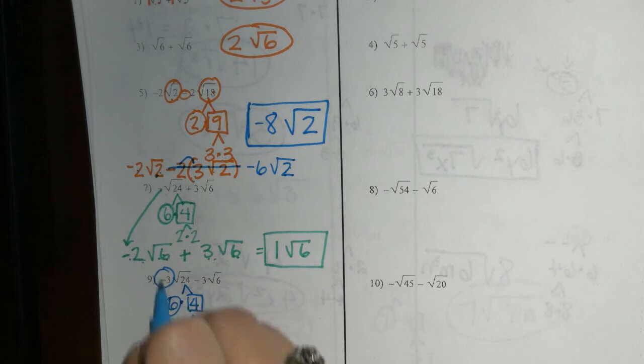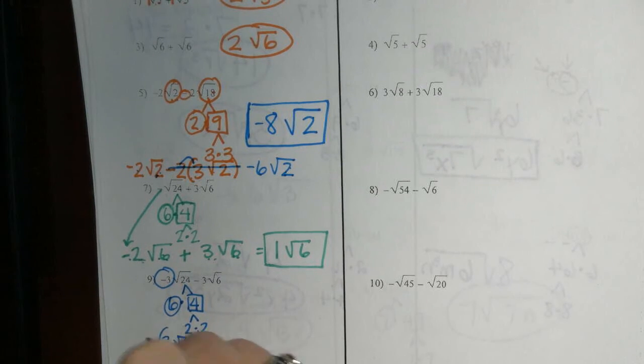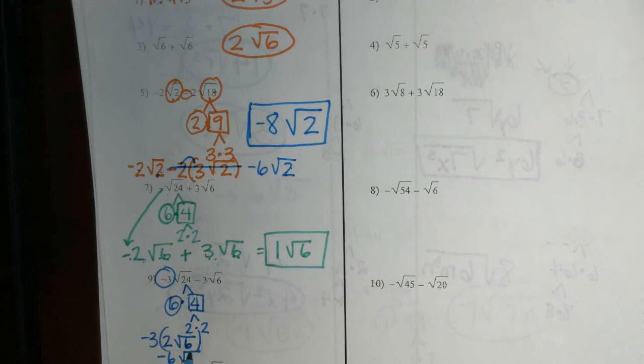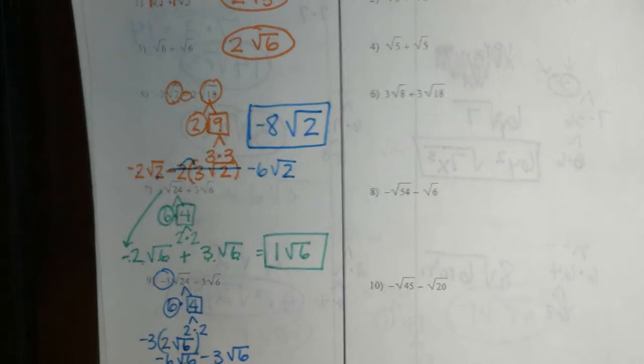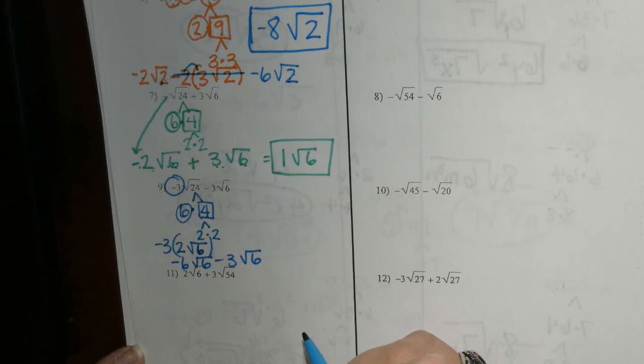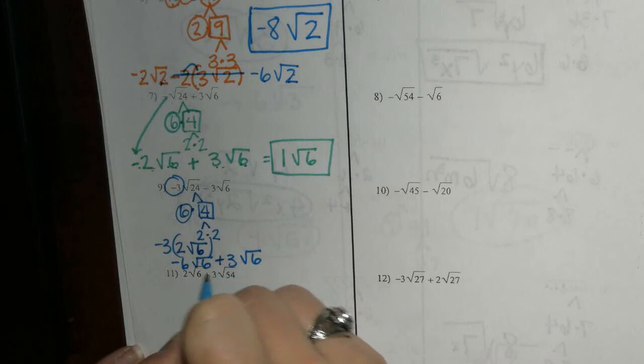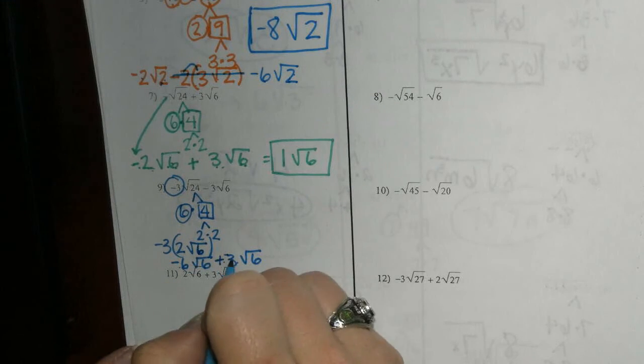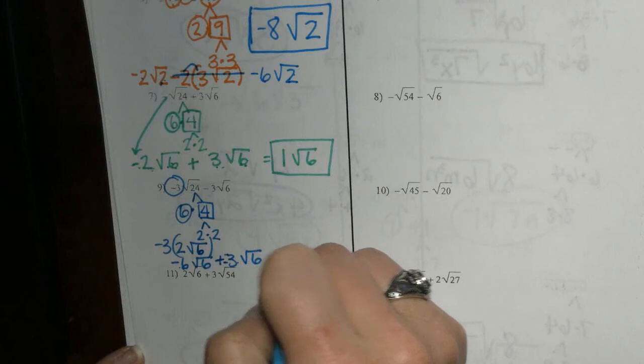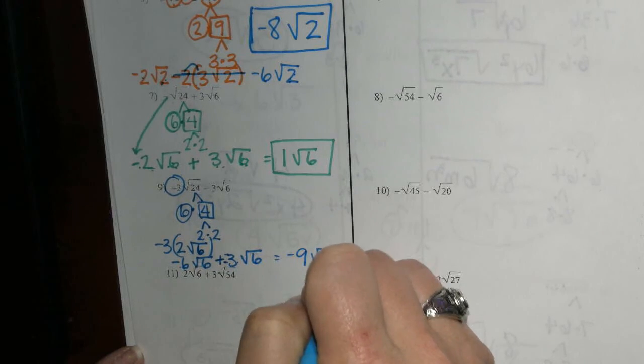Okay, so we can't forget about this negative 3 in front of this that we need to multiply by. So when we do that, we get negative 3 times 2 is negative 6 square root of 6, minus 3 square root of 6. So remember your flip change, you get negative 6 plus negative 3, and that gives you a negative 9 square root of 6.